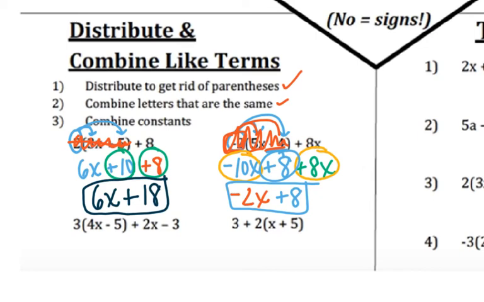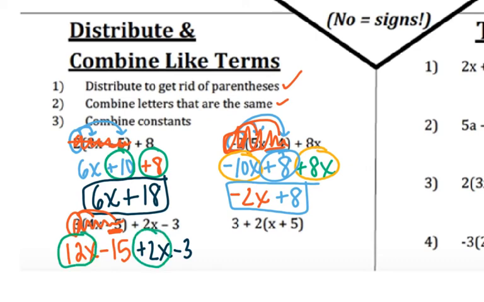2 more. So this one here, again, I've got a number in front, so I'm multiplying. 3 times 4 is 12 with an X. 3 times negative 5 is negative 15. Then I bring down what's in the back, 2x minus 3. Once you distribute, this piece is gone. Step 2, combine letters that are the same, 12x's plus 2x's. In the calculator, don't type that x in, just type in 12 plus 2 if you need help simplifying. So 12x's and 2x's make 14 x's.